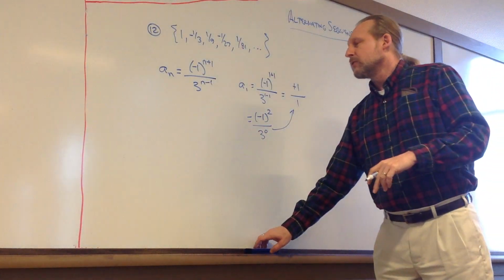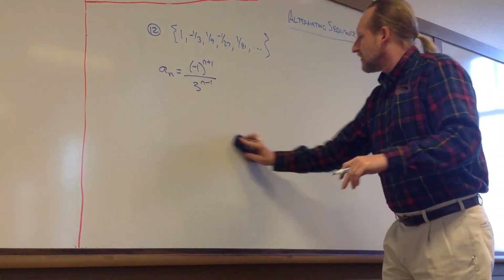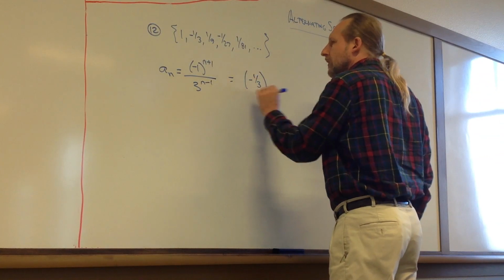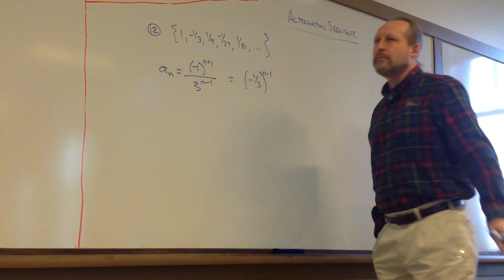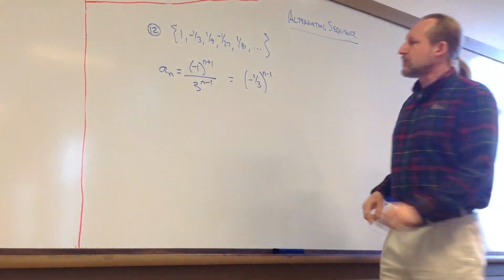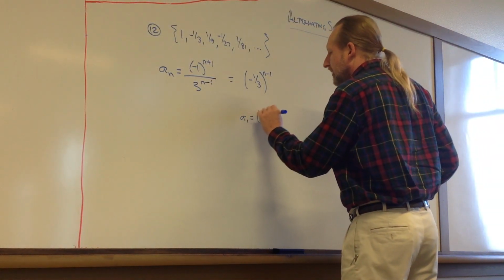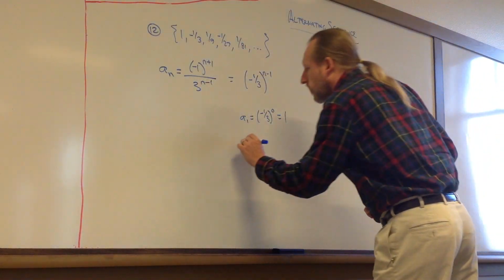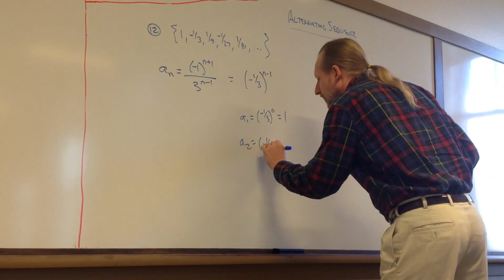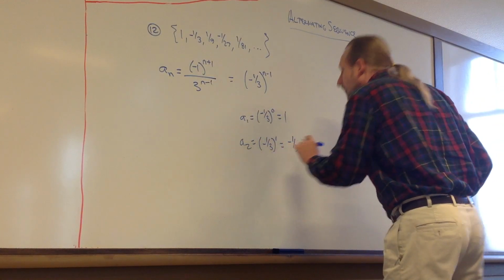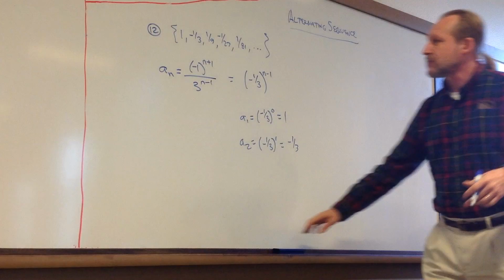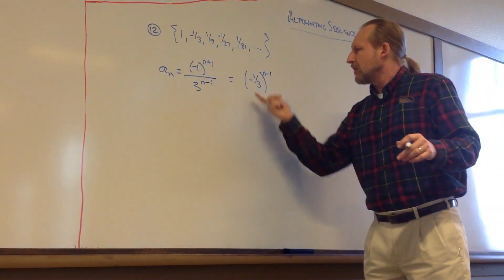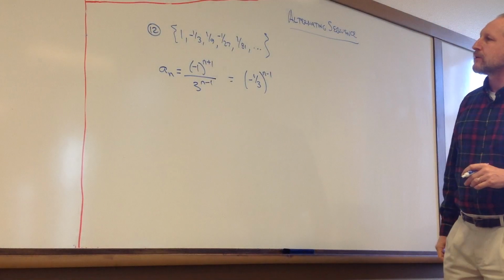Okay, so having done that, there's a simpler way that you can represent this. You can just call this -1/3 to the n minus 1 power. So that way, a sub 1 is just going to be -1/3 to the 0 power. So there's our 1 as the first term. And then a sub 2, -1/3 to the first power, and so on, and then all the other terms will match up. These are both equally correct. There's nothing wrong with either one of them. This one, I think, is just a little bit more straightforward.